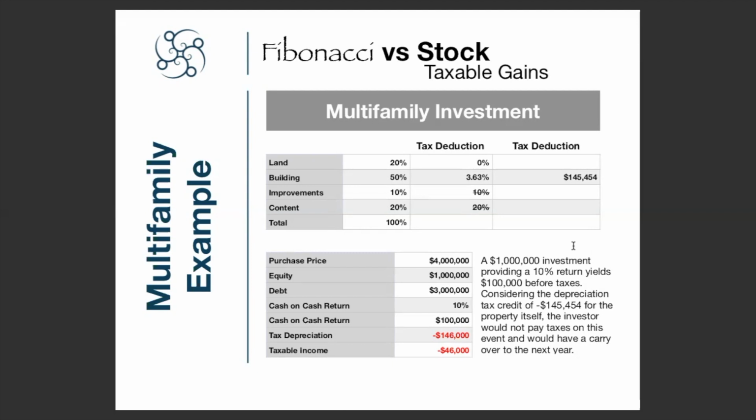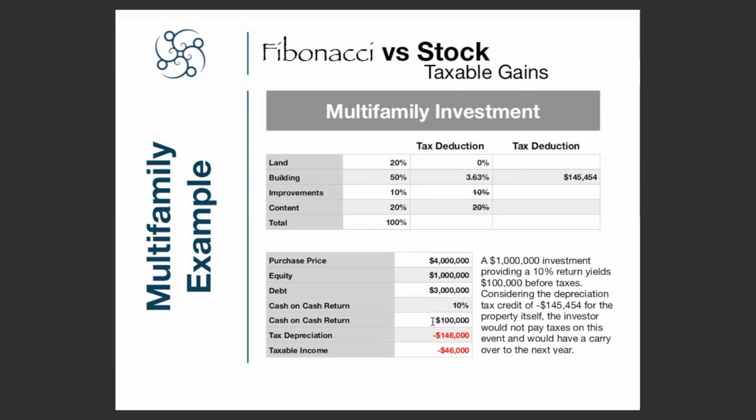With multifamily, that's commercial, and multifamily is considered commercial. With multifamily, you can also write the property off over 27.5 years, which is what this table talks about. So you put in that same $1 million, that's what the equity is. You got a 10% cash on cash return, which yielded $100,000, but you got a depreciation tax, which is really roughly $146,000, right?